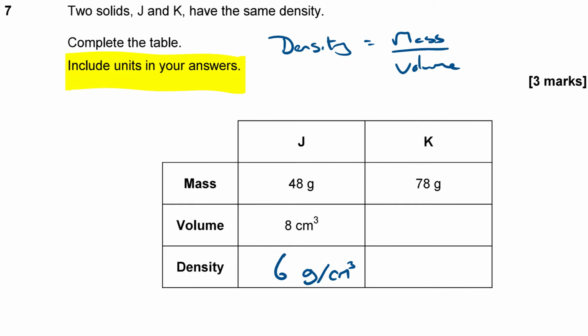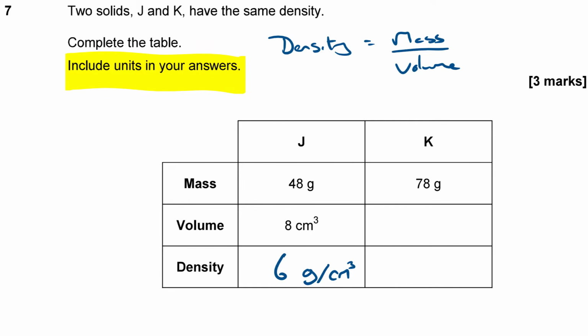Or you could, if you want to be smart, write grams per centimeter to the power of minus 3. So grams to centimeters to the minus 3. Okay, because you know that a negative index means the reciprocal of. So it's the same thing as dividing. But anyway, I'm just going to write it with a slash.